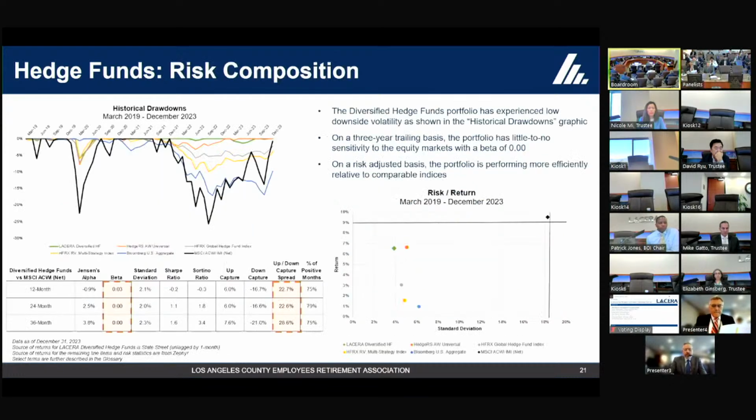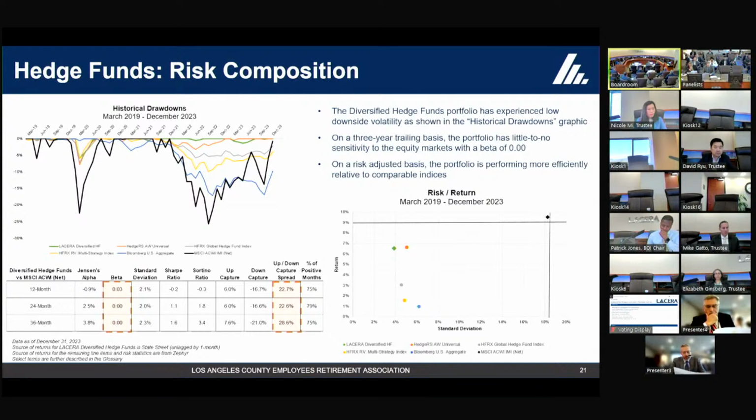The following two slides highlight results of the program in recent years. In the top left graphic, we can see that equity markets in black had material losses, also referred to as drawdowns, in both 2020 and calendar year 2022. Over the same time frame, LACERA's hedge funds portfolio in green exhibited significantly less downside volatility and effectively preserved LACERA capital. Now I'm going to discuss some key metrics that are shown in the lower left of the page.